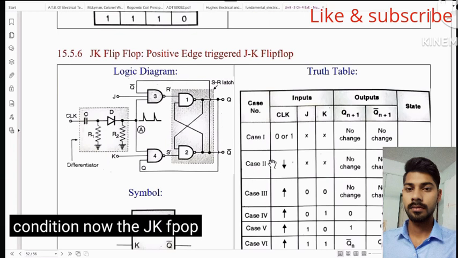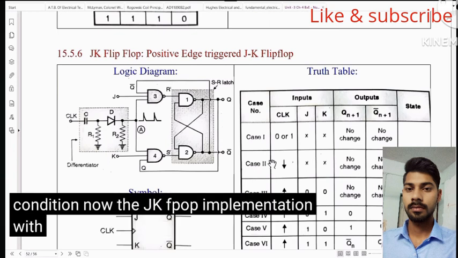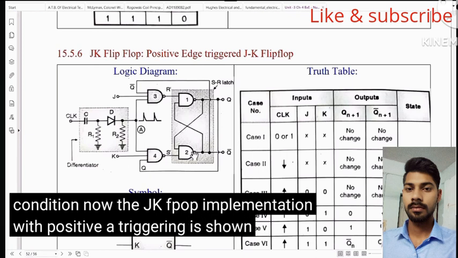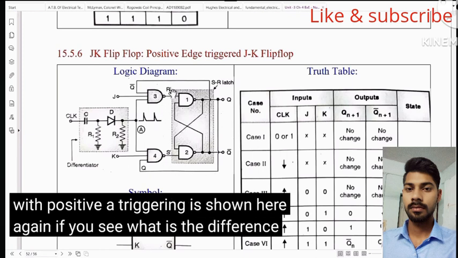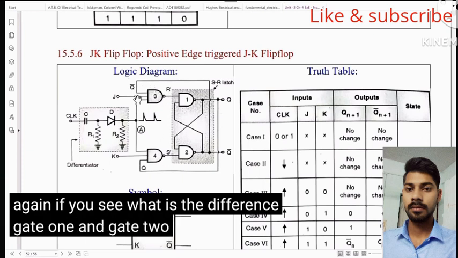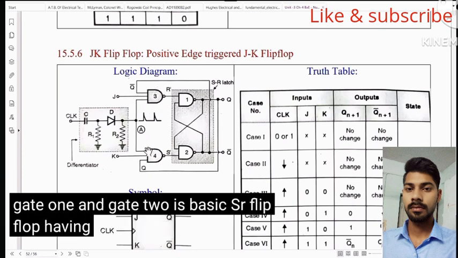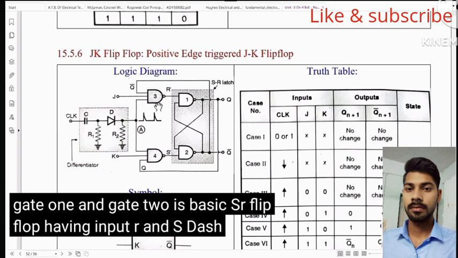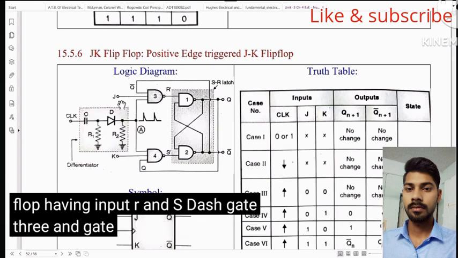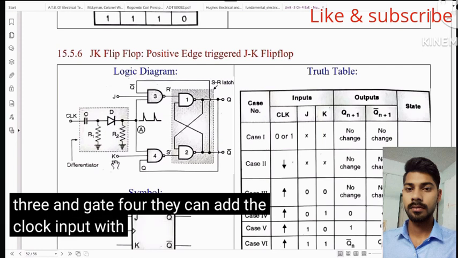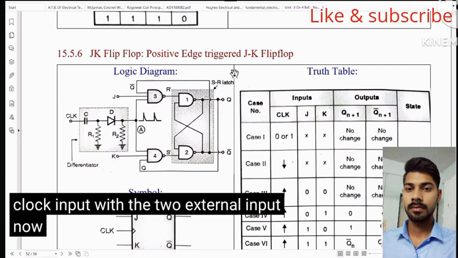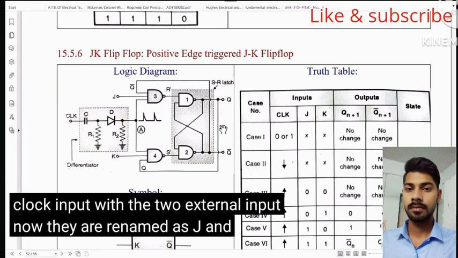Now, the JK flip-flop implementation with positive edge triggering is shown here. Again, if you see what is the difference, gate 1 and gate 2 is a basic SR flip-flop having inputs R dash and S dash. Gate 3 and gate 4 can add the clock input with the two external inputs. Now they are renamed as J and K.